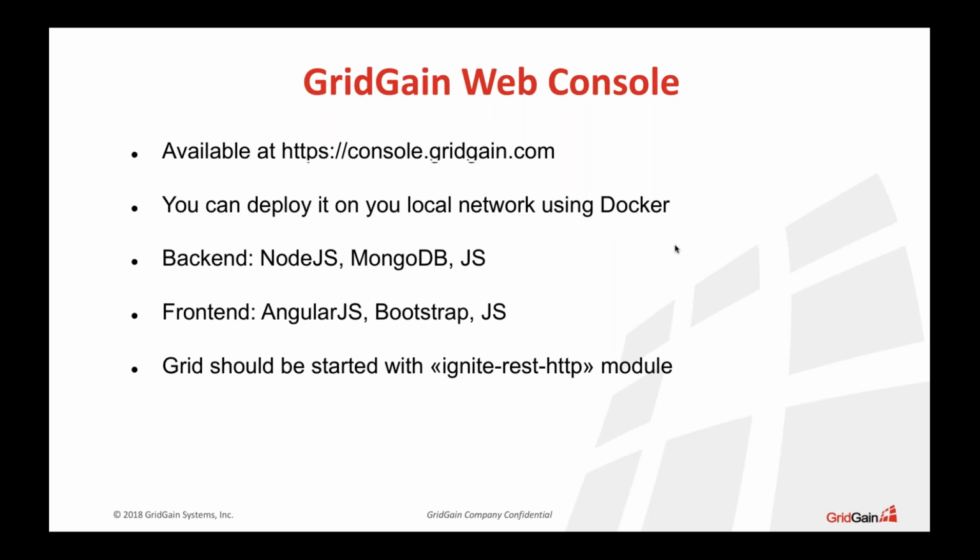You can deploy GridGain web console to your local network using Docker. The backend for this web console was written in JavaScript: Node.js with a MongoDB behind it, and the front end uses AngularJS, Bootstrap, and JavaScript. One thing you need to remember: when you start your grid and want to use it with the web console, the grid should be started with the Ignite REST module.